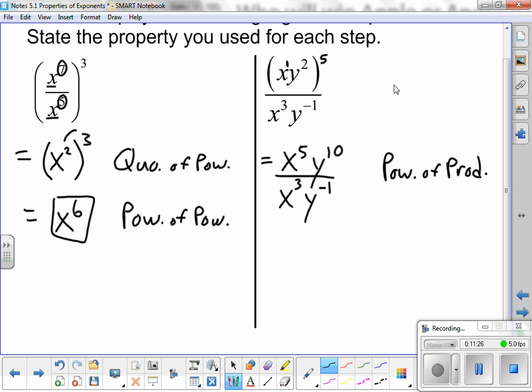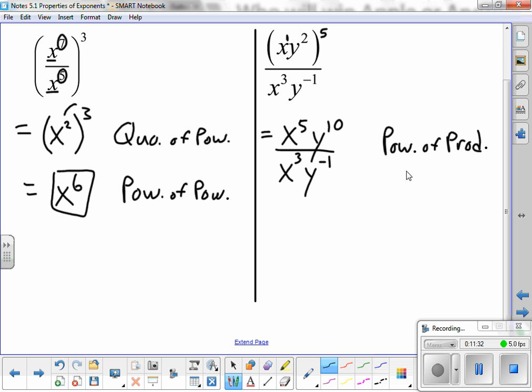Okay. You'll know it would be a power of something when you have a parentheses going on. That should start with the word power. Like right here is power of a power because you had a parentheses.